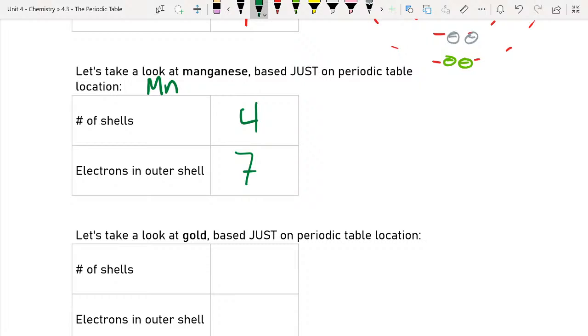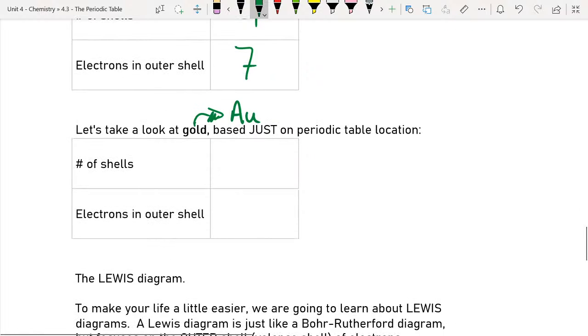And lastly, let's look at gold. What's the symbol for gold? Au, from the Latin aurum, however you say it. I don't know how you say it. What row do we find that in? Gold's a big guy. It's a fairly big atom, yeah. It's in the 6th row, which means it has 6 shells of electrons. Lots of electrons. Big, heavy atom.